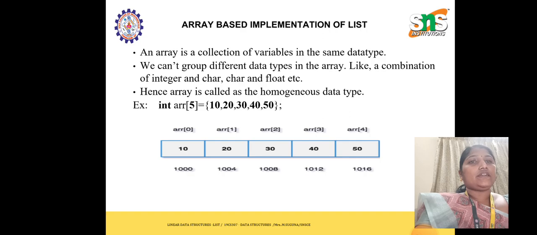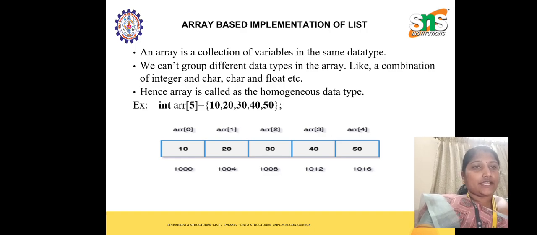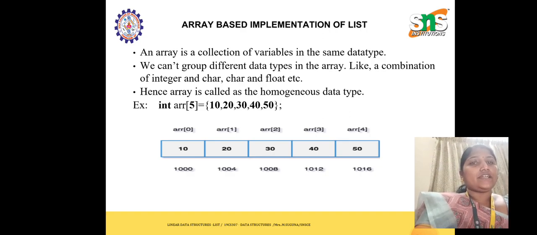Here you all know array means it's a collection of variables with the same data type. Usually the array index will start from 0. And if the size of the array is n, then the index will be from 0 to n minus 1. For example, here we have 5 elements, which are 10, 20, 30, 40 and 50, present at locations 1000, 1004, 1008, 1012 and 1016.